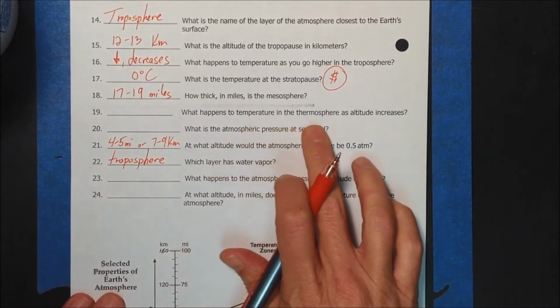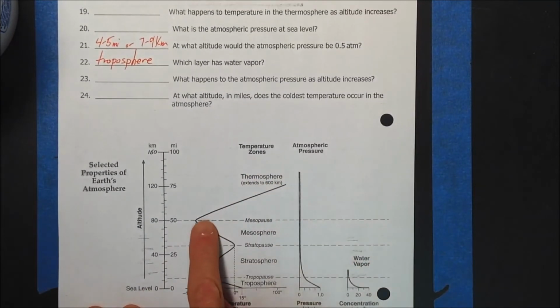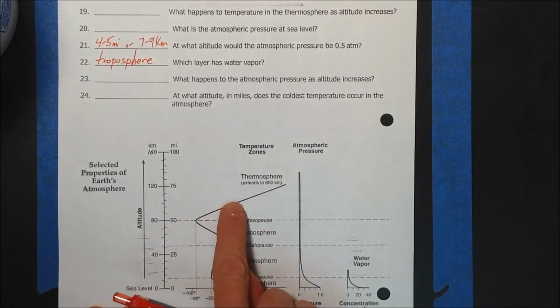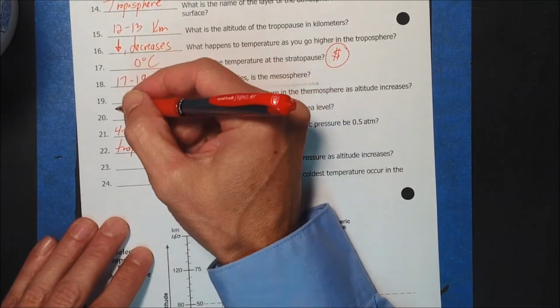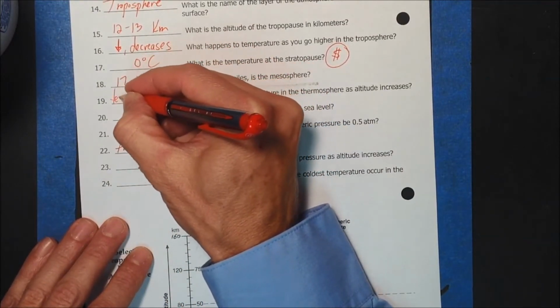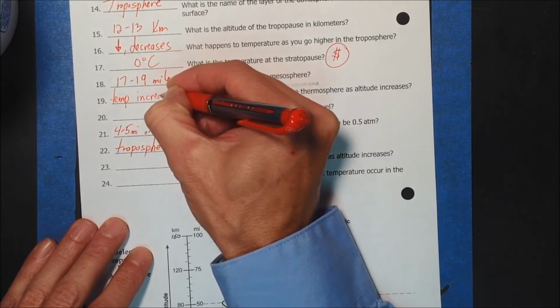19. What happens to temperature in the thermosphere as altitude increases? So the thermosphere is here. As you go up, the temperature gets warmer and warmer and warmer. So for 19, I'll say temperature increases, or you could say it gets hotter.